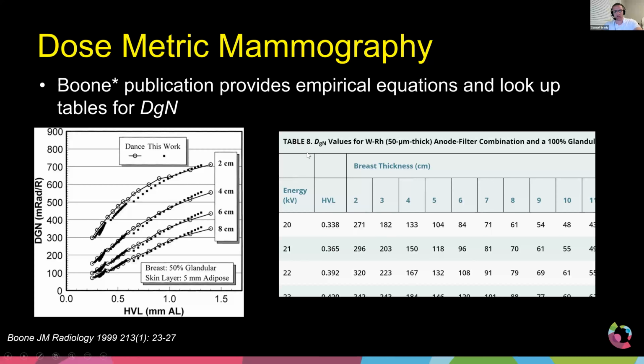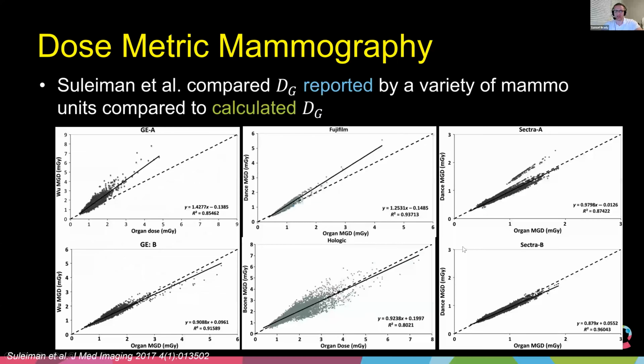And so you can go in and look at all these tables depending on your combination of target filter and whatever assumption of glandularity. This table I just simply took a screenshot of is for 100% glandularity for the tungsten rhodium target filter combination. And then you would just know what kV you used. You would know the half value layer for that system. And then depending on how thick the breast is, you'd pick a number, let's say this 96 value, and that's the value you would multiply to the air kerma to get your mean glandular dose.